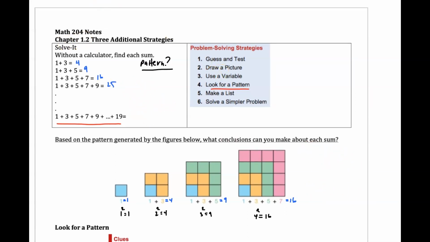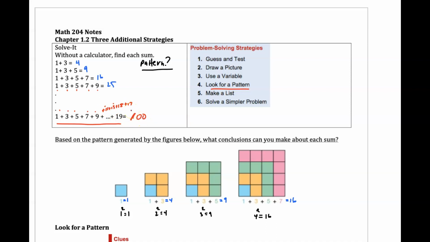And so the pattern that emerges on this problem is that the number of odd numbers tells you what the sum is going to be. There are 5 odd numbers, 25, 5 times 5. There are 4 odd numbers, 4 times 4 is 16. So what we're missing in here is the 11 plus the 13 plus 15 plus 17 plus 19. So it's 1, 2, 3, 4, 5, 6, 7, 8, 9, 10 odd numbers. So this sum would be 100.